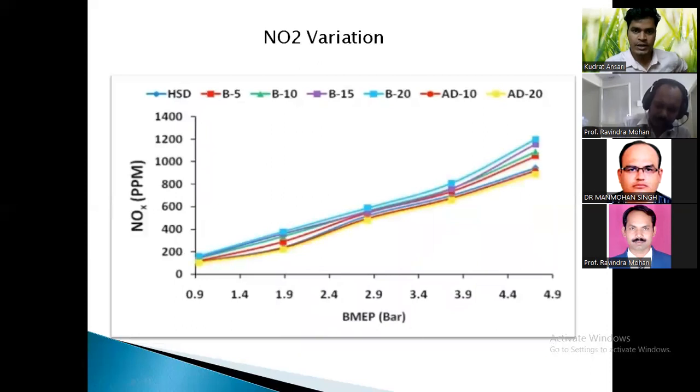Now nitrogen oxide variations. Again the x-axis shows the BMEP pressure in bar, and there is nitrogen oxide in parts per million. At the pressure of 0.9, there is a similar nitrogen oxide variation compared to all blends. But when the pressure is increasing up to 4.9, we can see the 80-20% blend has the lowest nitrogen oxide emission compared to all of them, and the HSD natural diesel has the highest nitrogen oxide emission.